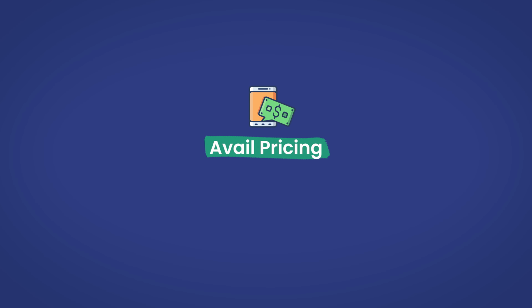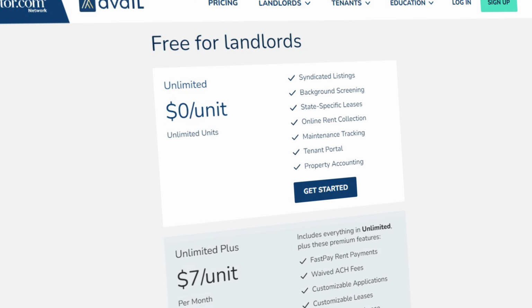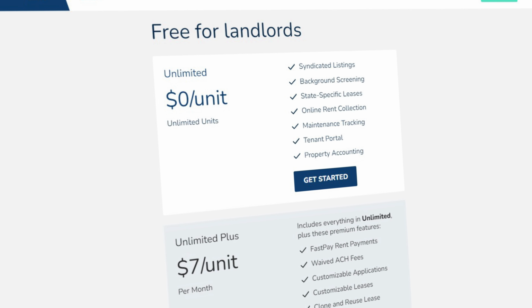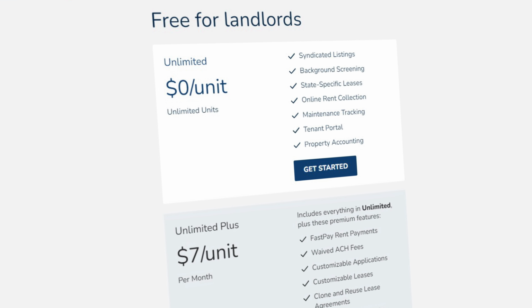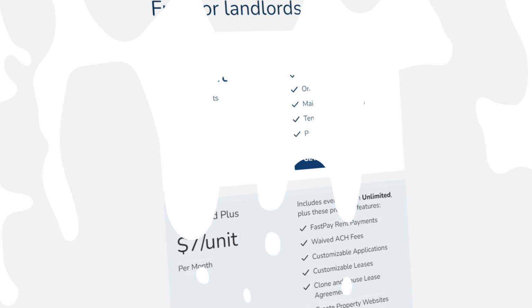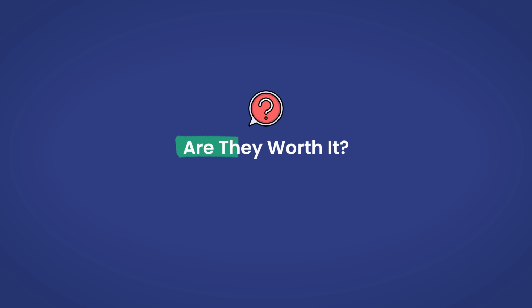Avail Pricing. Avail has a free plan that includes an unlimited number of units. Your tenants need to pay for the ACH fees with that free plan, or you can move up to their Unlimited Plus plan for a hefty $7 per unit per month, which is far more than the average property management software. Are they worth it?